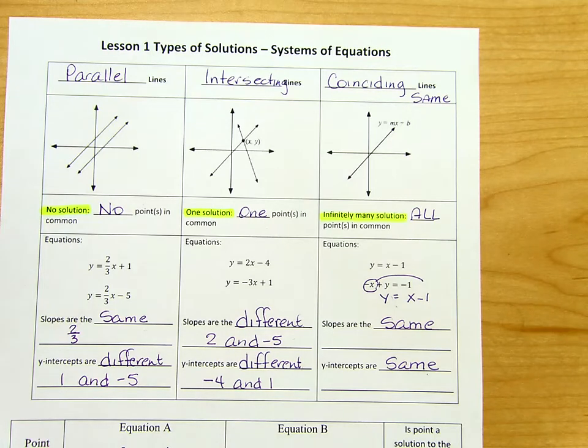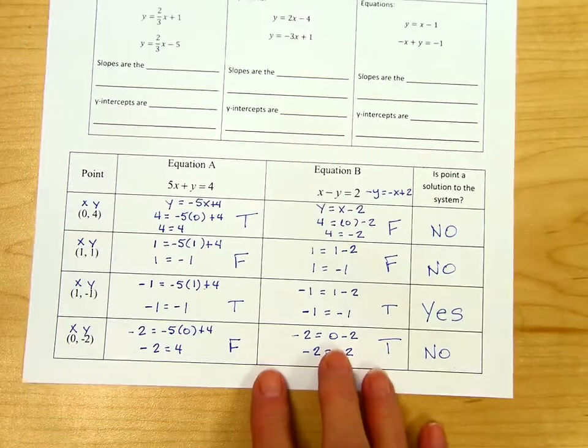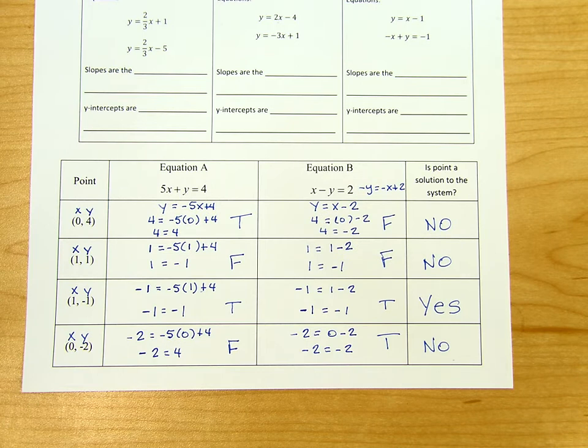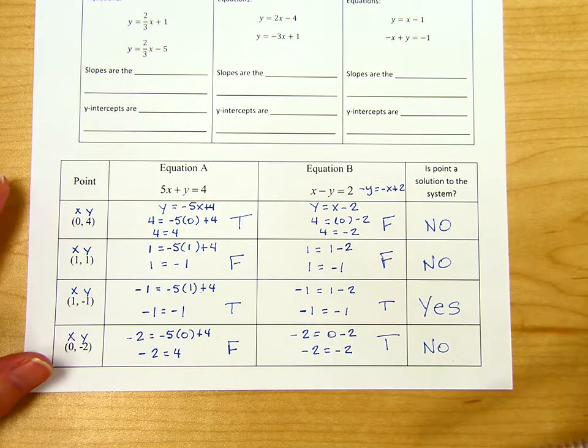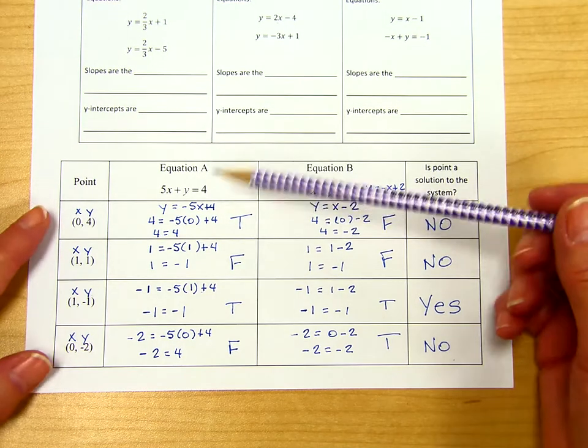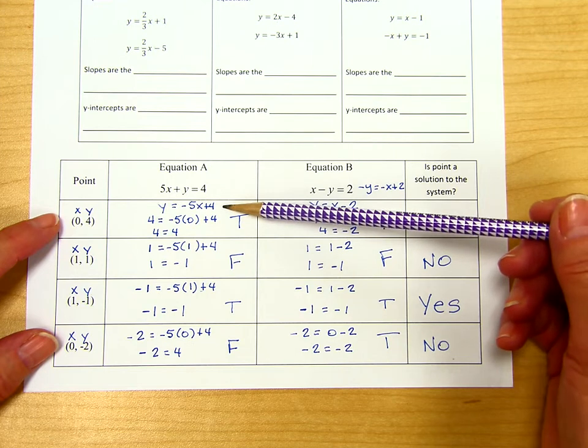Okay, this will be part 2 for lesson 1 of types of solutions, and this is where we are going to be looking at what happens when we're given two equations and how do we determine what point might be the solution to the system. So first off, we take the first point, we solve it for y or put it into slope-intercept form.